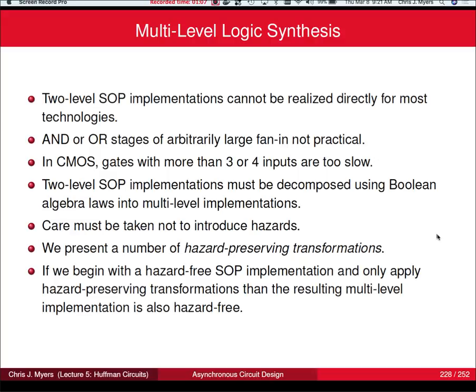So when we build a two-level logic function for a complex system, you might have 10, 20 input ANDs and OR gates, and obviously you can't find those in any logic family. So two-level sum of products implementations have to be decomposed to fit into logic gates that you actually have in your library. This means that you need to apply laws of Boolean algebra to derive multi-level implementations.